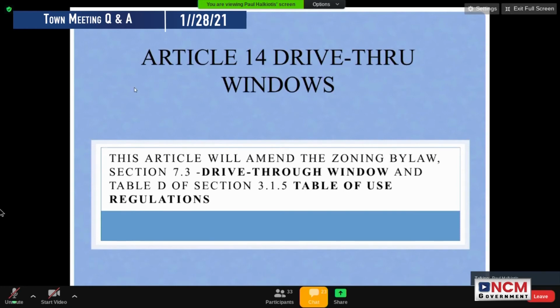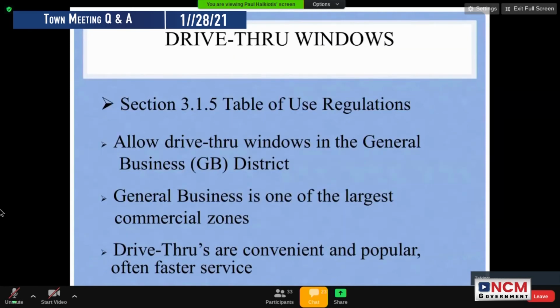So Article 14 will change slightly the regulations in the town for drive-through windows. That's Section 7.3 in the zoning bylaw. Right now, drive-through windows are allowed in most of the town's commercial zoning districts. However, we discovered that they are not an allowed use in the general business district, and we thought that was odd. The general business district is one of our largest commercial zones, and as many of us know, drive-throughs are convenient and popular. Sometimes they offer faster service. They're also helpful to folks that have mobility issues and seniors, folks that don't want to get out of their car in bad weather. And so we want to try to make this particular use allowed in the general business zone.